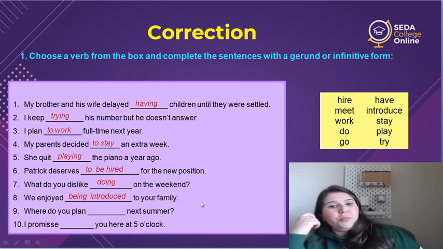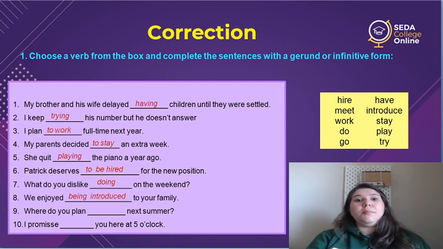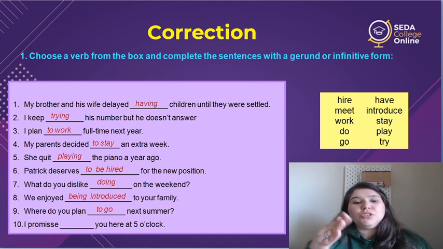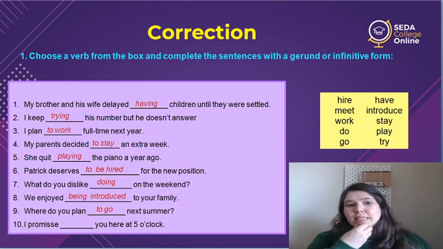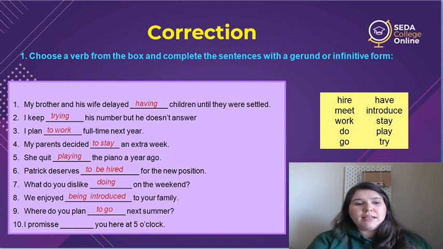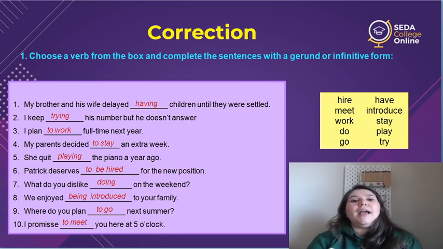9. Where do you plan next summer? So the verb plan is followed by infinitive. So where do you plan to go next summer? And the last one, I promise you here at 5 o'clock. So after the verb promise, we use infinitive form. I promise to meet you here at 5 o'clock.